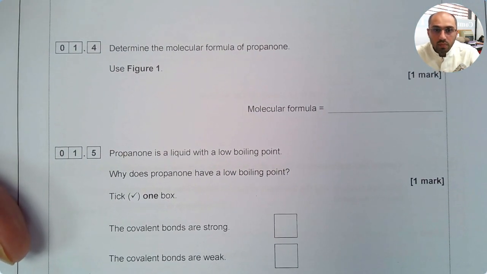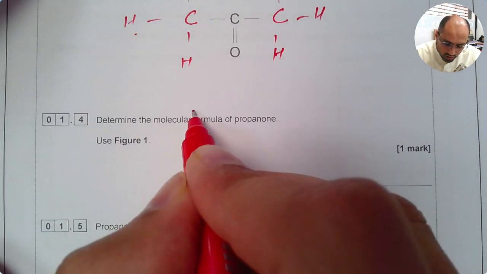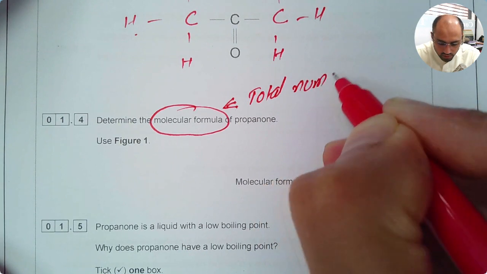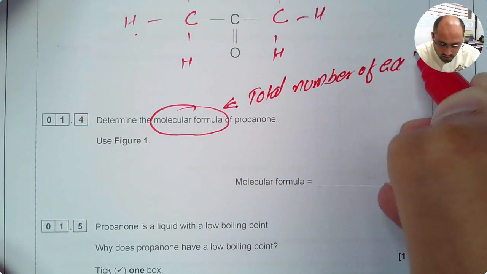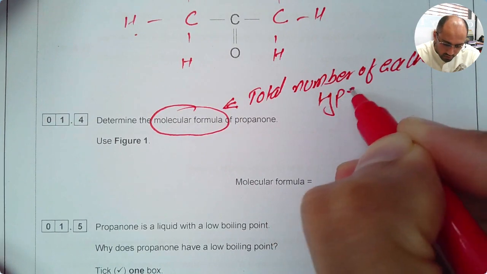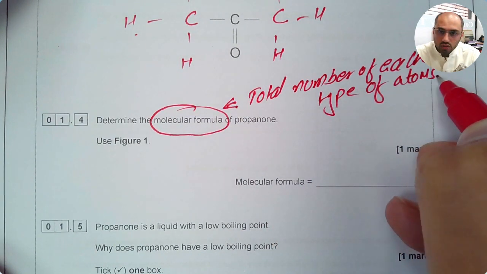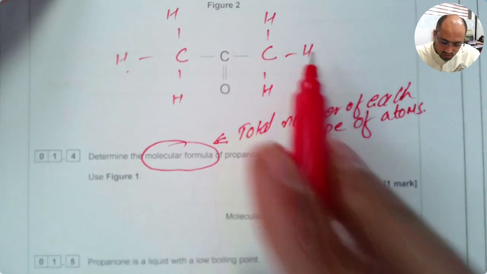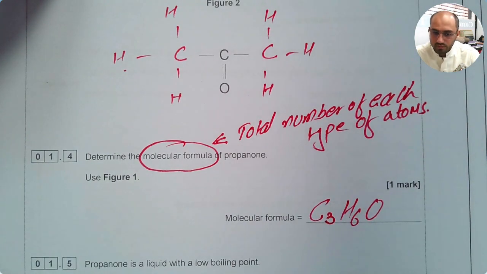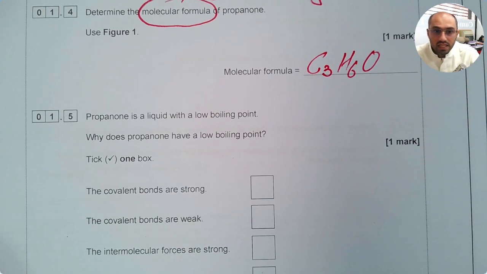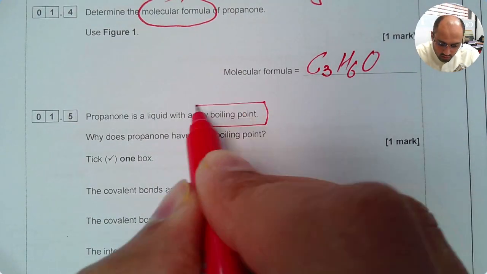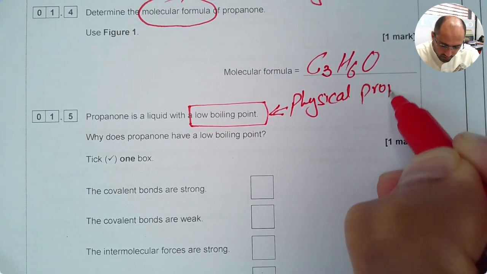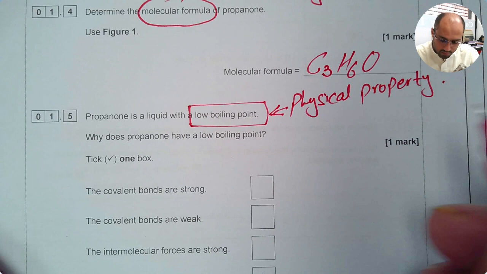Next part says determine the molecular formula of propanone. Molecular formula means total number of each type of atoms. So if I look at the above formula, I've got 3 carbons, so I'm going to say C3. I've got 6 hydrogens, so I'm going to say H6, and 1 oxygen. Next part says propanone is a liquid with low boiling point. So low boiling point is my physical property, and it will depend on bonding.